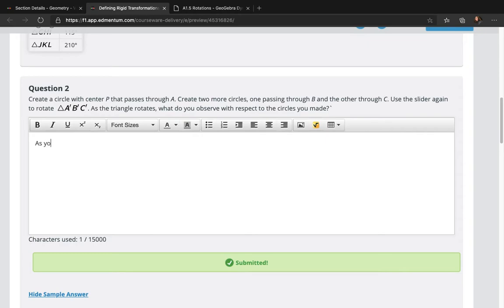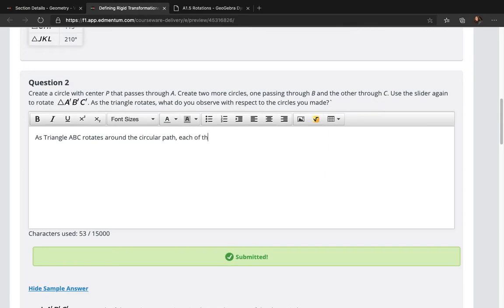As triangle ABC rotates around the circular path, each of the points also moves along the circular path. And that's what you would put. And then make sure you hit submit for it to save your work.